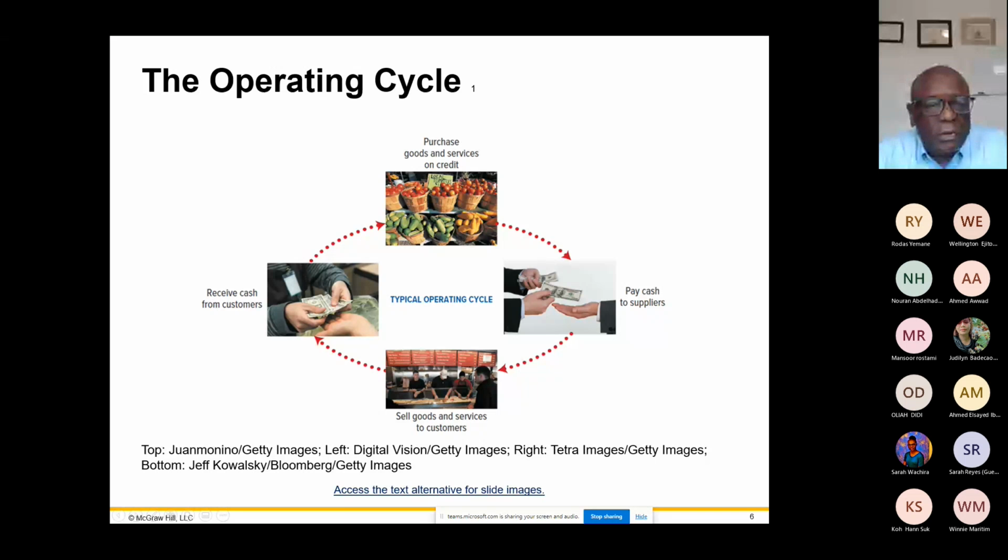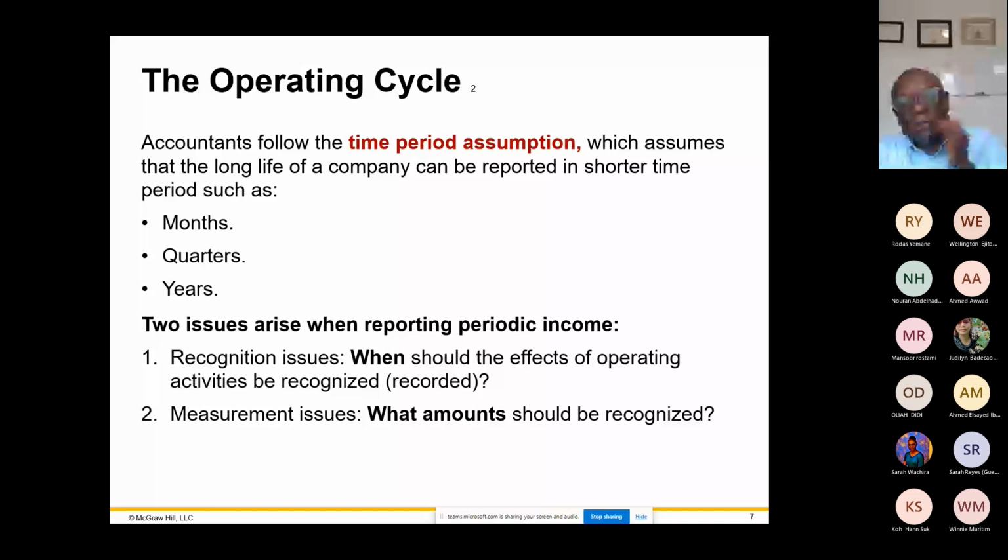Okay, operating cycle. Accountants follow the time period assumption, which assumes that the long life of the company can be reported in shorter time periods, such as months. The operating cycle may be in months, quarters, or yearly. But you can see that a manufacturing company will have a longer operating cycle than a trading company. For example, if a company is manufacturing auto vehicles, one or two vehicles may take 3 months, 9 months, maybe a year. So in that case, the operating cycle may span across 12 months. Some may span across 2 years. Some may be quarterly. Within the next quarter, they have completed one operating cycle.